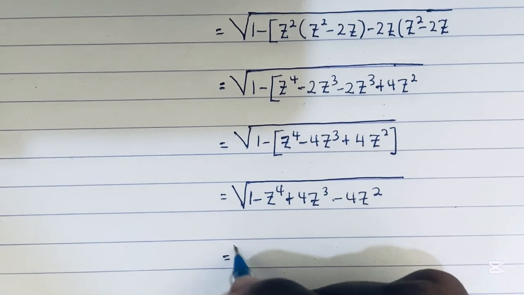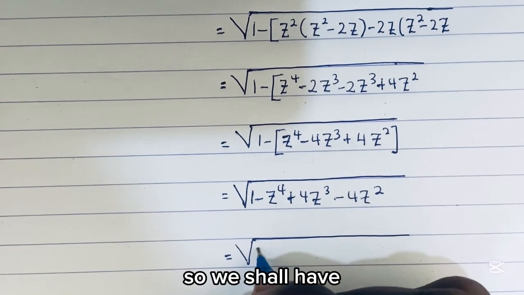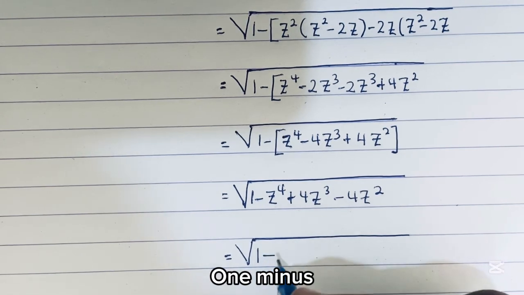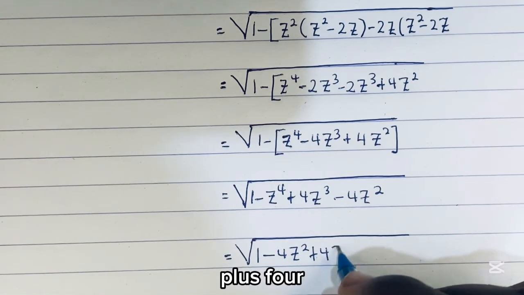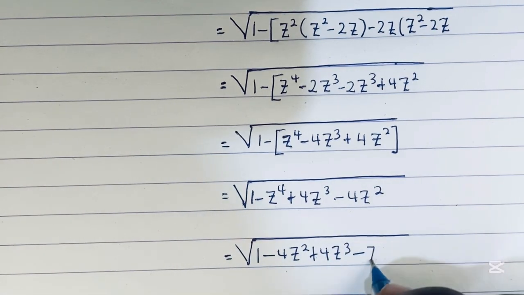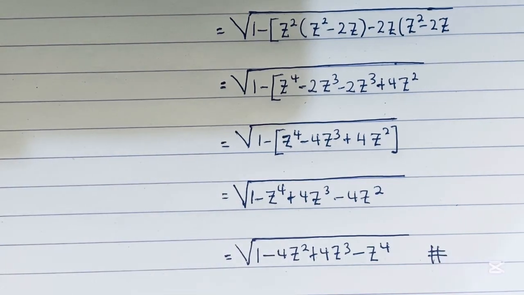So next step, we can rearrange this. So we shall have 1 minus 4z squared plus 4z cubed minus z to the power 4, and that is our answer.